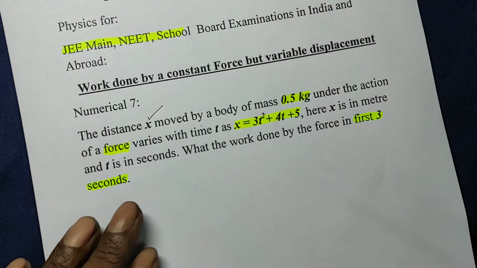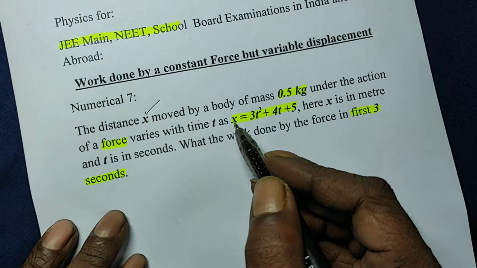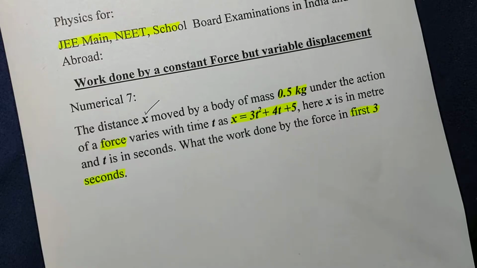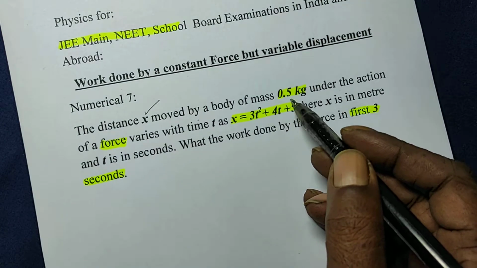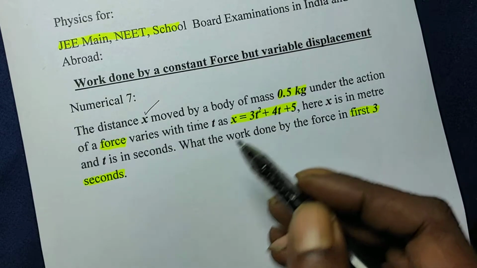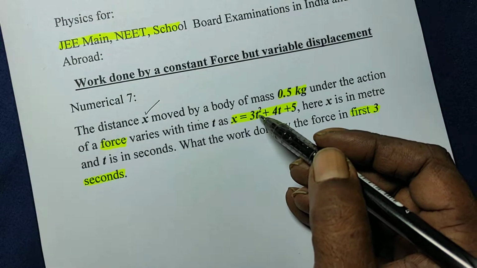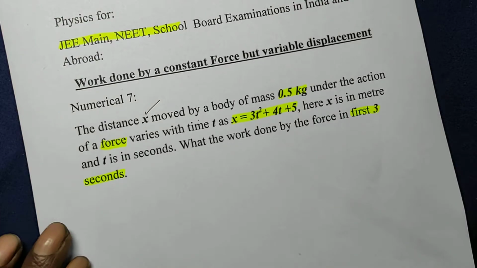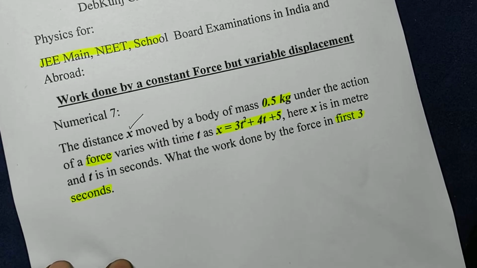Just by looking at the problem, how can you say that the force is constant? Look, the displacement is given, x is 3t square plus 4t plus 5. If you differentiate it once, you will get velocity. So the power of t will be reduced by 1, this t will go, this t will remain. Then if you differentiate again, you will get acceleration. So the power of t will be completely vanished, which means acceleration will be constant. So the only knowledge required is simple differentiation.